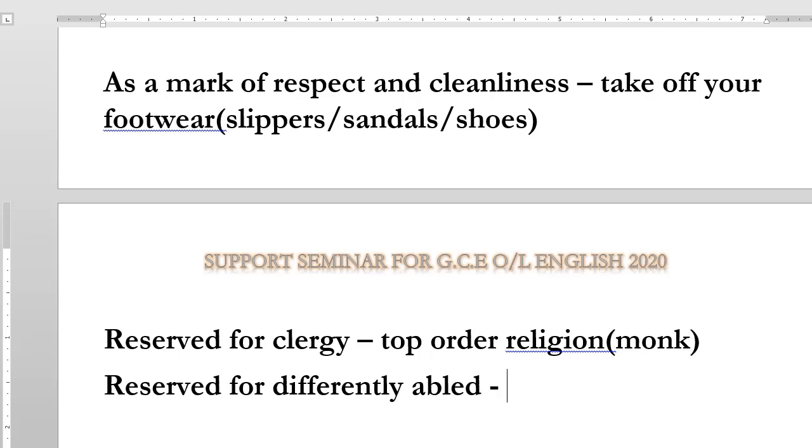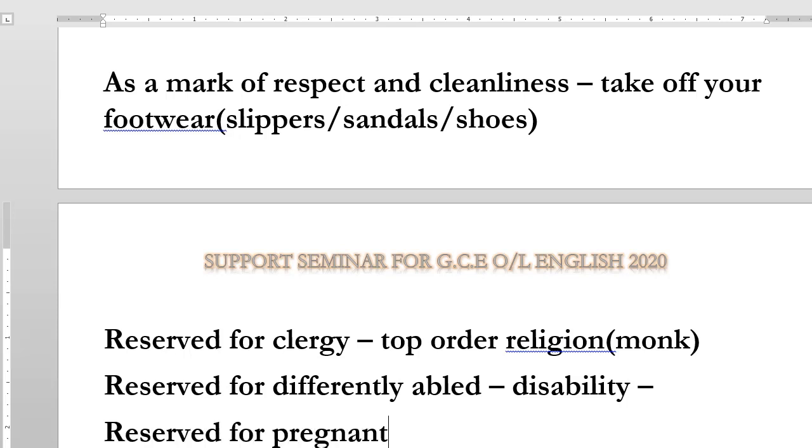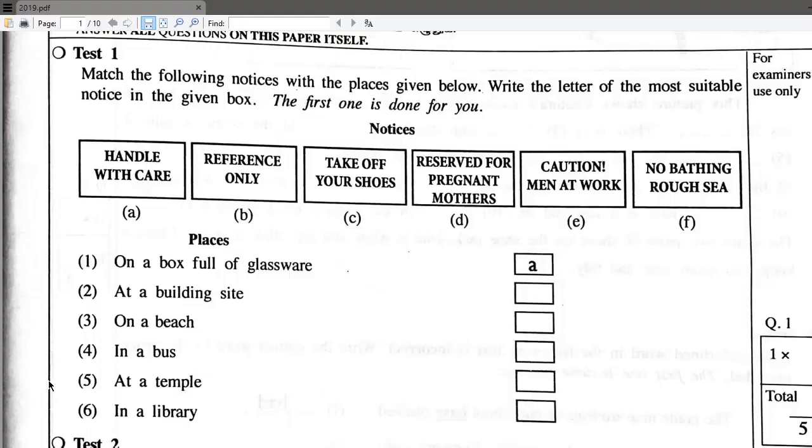So differently able means people who might have some disability sometimes. Disability such as what? A broken leg, or they might come with a broken hand, or they might have difficulty to walk, these type of people. And there are also seats which are reserved for pregnant mothers. So if you travel by buses or trains or stuff like that, you will be able to see that. So in a bus, you can say reserved for pregnant mothers.